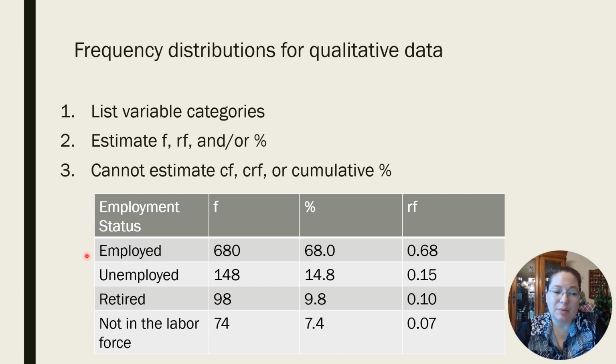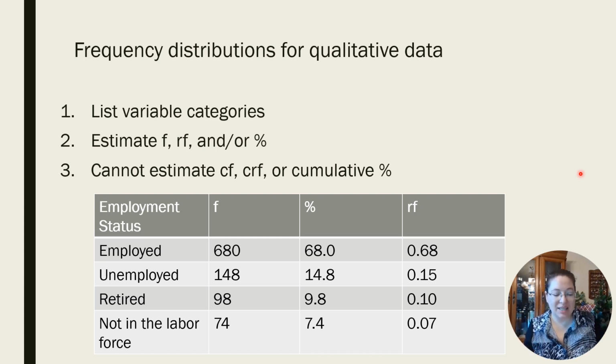So here with this example, we've got employment status, and we know that 680 people within our sample are employed, or 68% of the sample. And that's repeated for each of our categories. It wouldn't make sense to add up employed and unemployed because, again, we can just change up the order and it would make any kind of cumulative frequency completely useless.